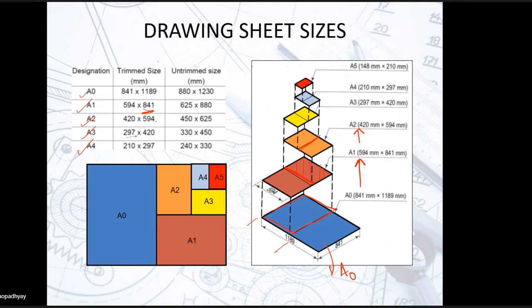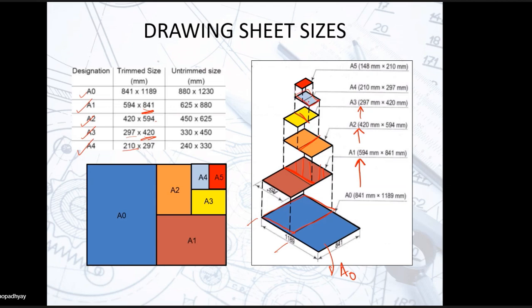Half of 594 is 297, so 297 by 420. Now this 420, if you halve it again, then you will get an A3 sheet. Again, this A3 sheet, half of this longer edge is 420. So this is 210. This is your A4 sheet.